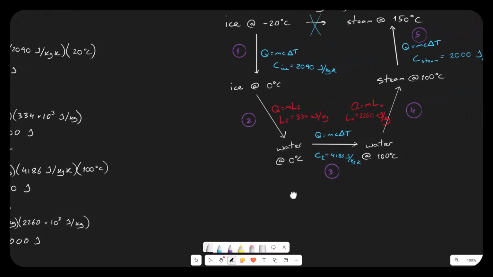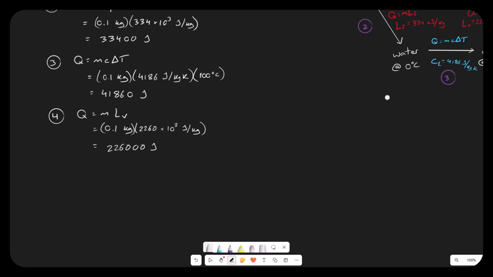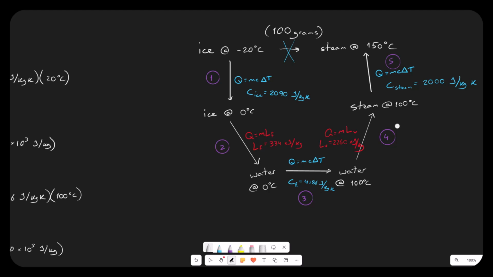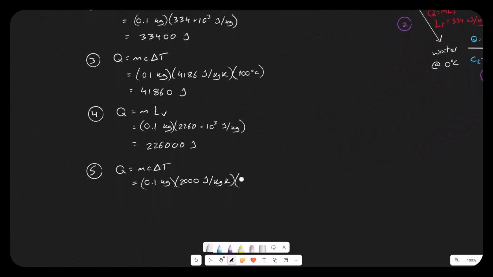Last one, 2000 joules per kilogram Kelvin. I'm just heating it up. 2000 joules per kilogram Kelvin, and I'm heating this from a temperature of 100 degrees Celsius up to 150. So I'm heating it up 50 degrees. And that works out to be 10,000 joules.